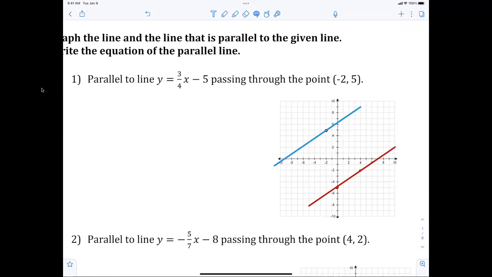So I need everyone to now write down that the slope of, and this is the symbol for parallel, is equal to 3/4. Everybody with me on that? So if the slope of the line is 3/4, what point did it go through? -2, 5.